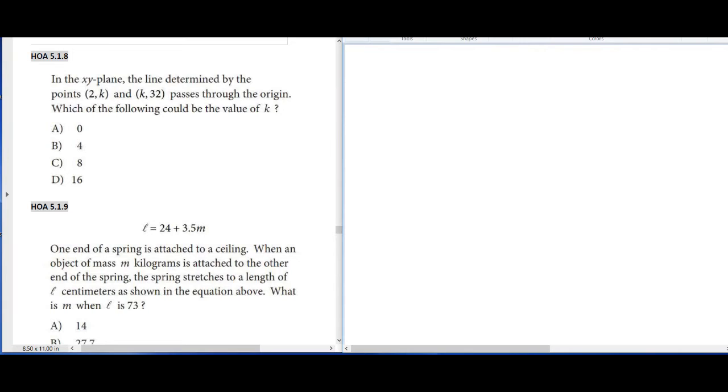Let me check the next one. Number 8, there are two points, 2, k and k, 32. But they said it passes through the origin. You know what I'm saying? So I just write down the three points, okay? 0, 0, because they said origin, and 2, k, and k, 32.